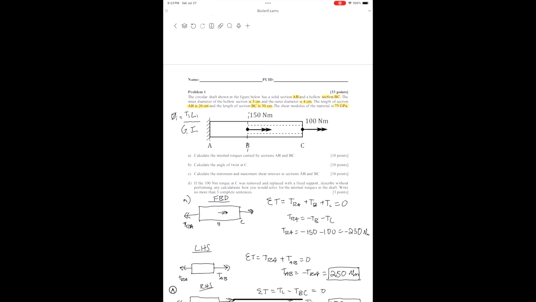And then the overall angle of twist for a whole, if you're doing it over multiple sections, is just going to be the sum of it in each of these individual sections. So we have to find the angle of twist in AB and the angle of twist in BC in order to find out what the angle of twist at this point C is.